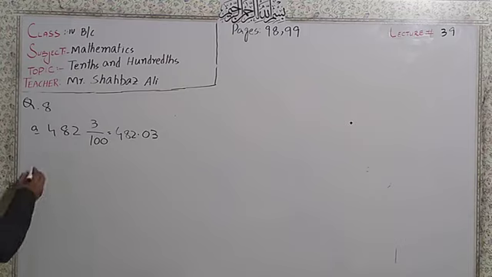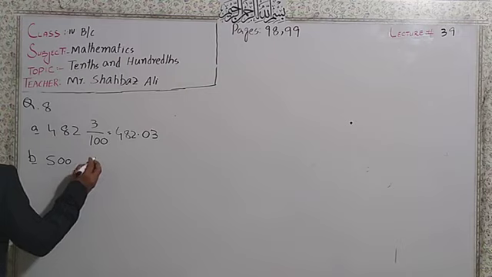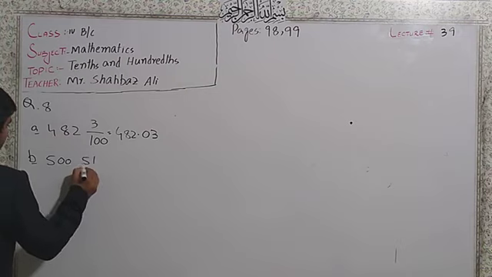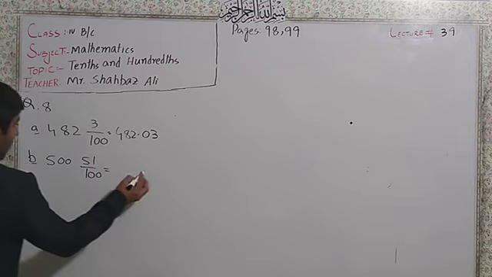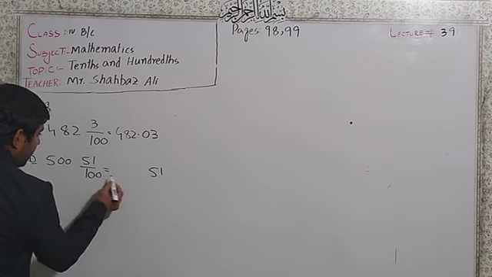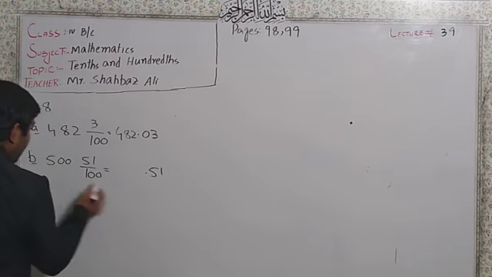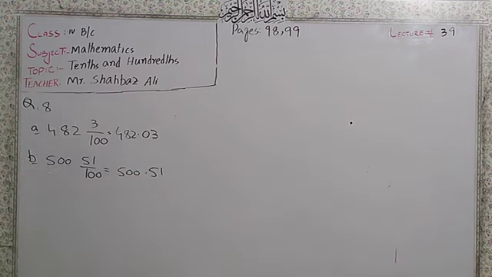Okay, dear students, in B you have 551/100. So it's very easy. 51, this is 51, 1, 2, there are 2 zeros, so you have to put the point here, and then you write this one. This is the answer. It's very easy.